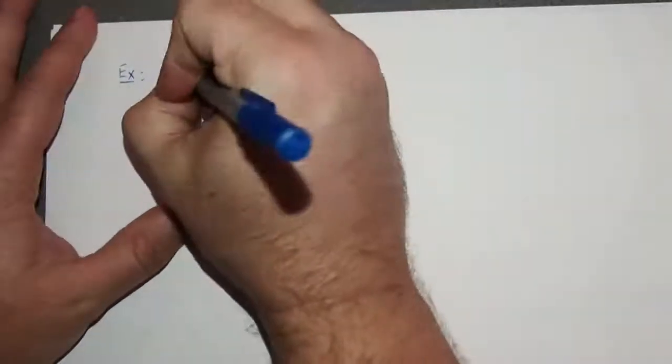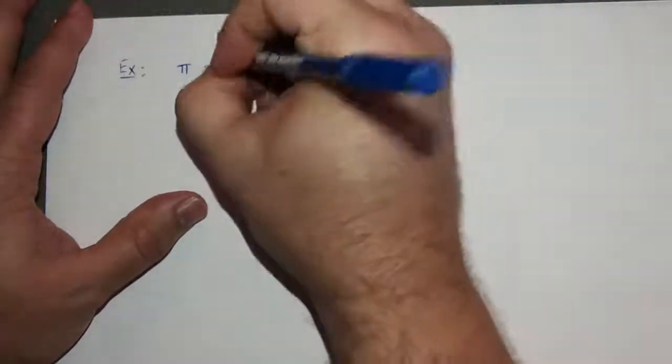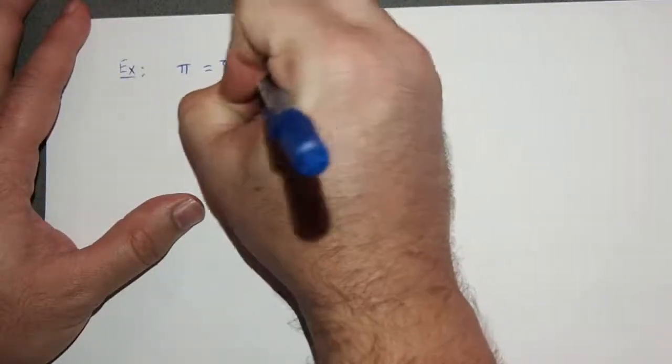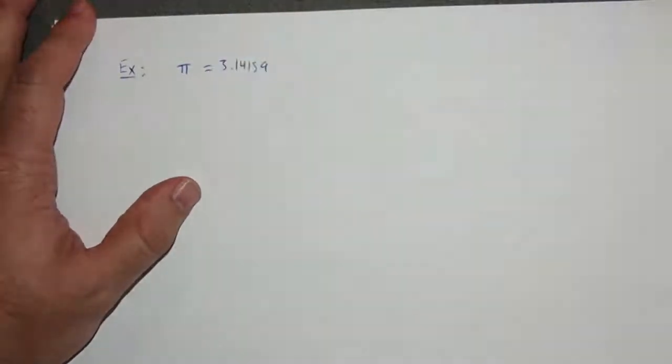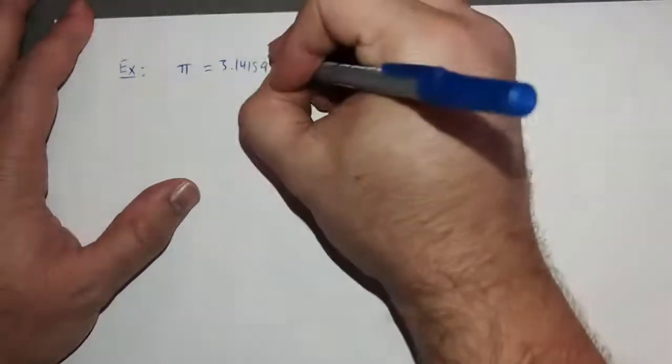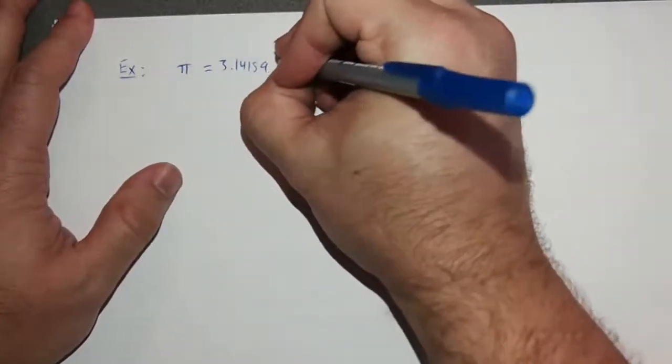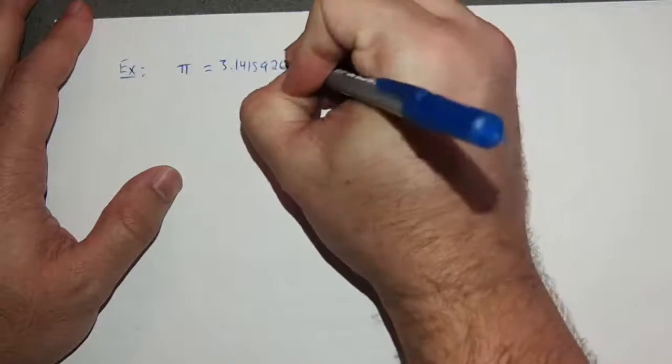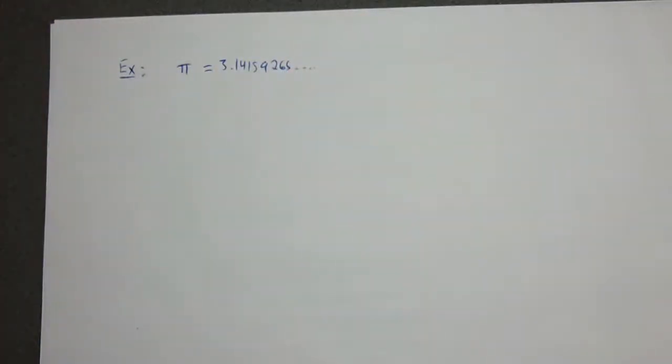Say you got the number pi, right? So the number pi is 3.1415926535897. Okay, so let's see, 265, we'll stop there. All right, so that's what pi is.